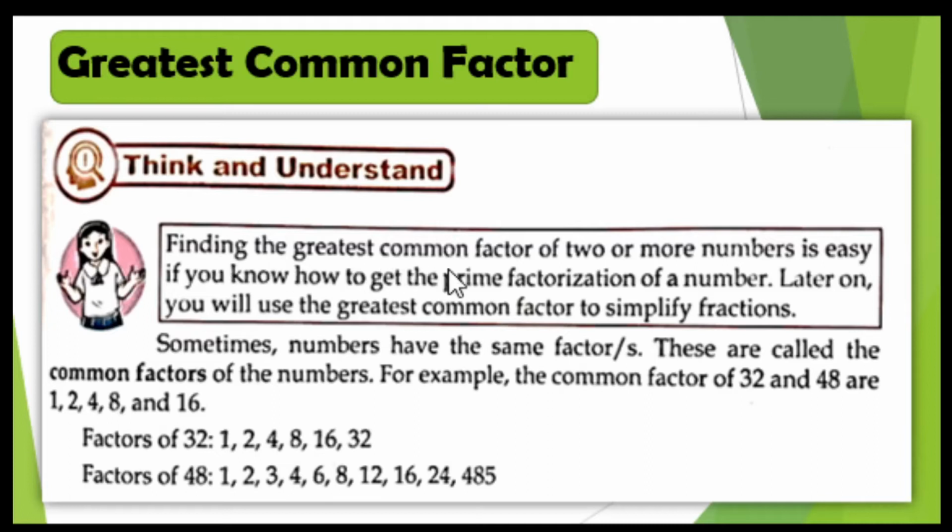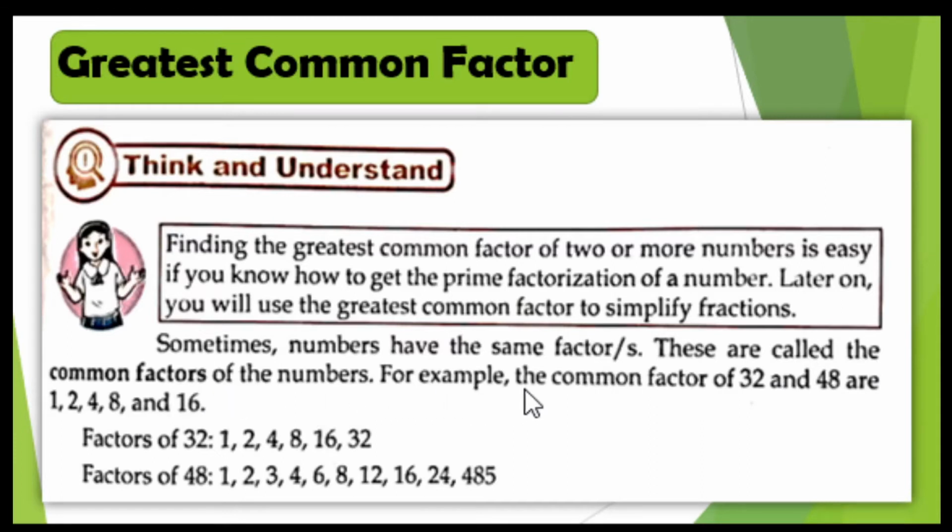Finding the greatest common factor of two or more numbers is easy if you know how to get the prime factorization of a number. Later on, you will use the greatest common factor to simplify fractions. Sometimes, numbers have the same factors. These are called the common factors of the numbers.